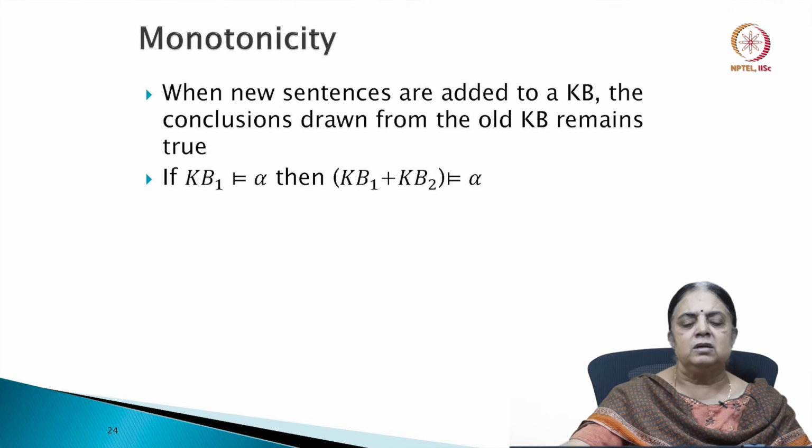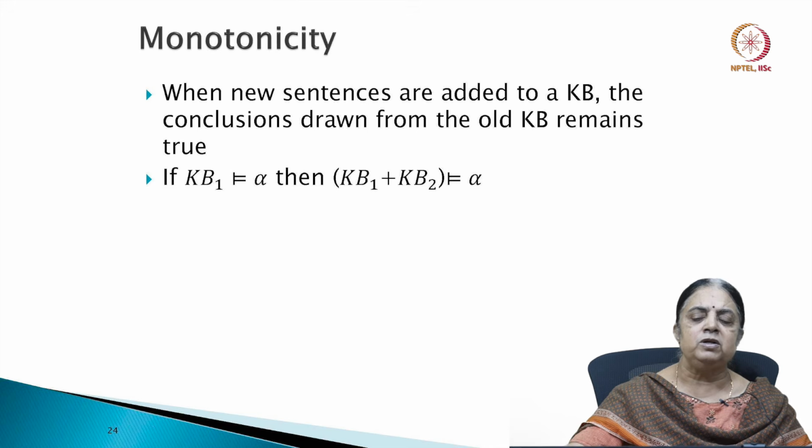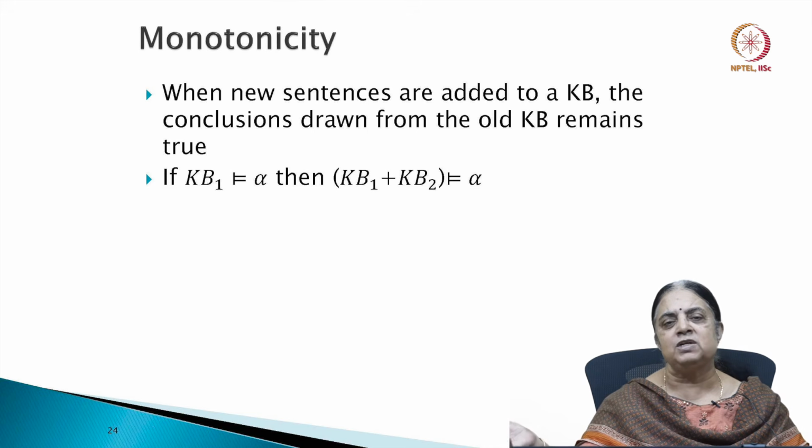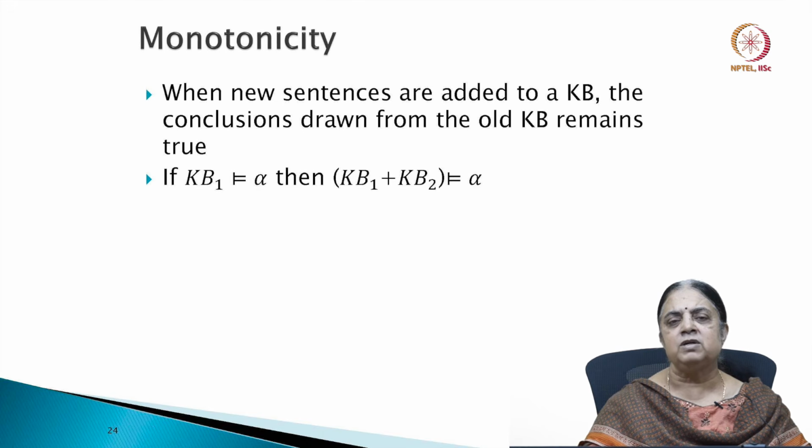In other words, if knowledge base 1 entails alpha, and you add knowledge base 2 to knowledge base 1 and make it into one knowledge base, and alpha is still entailed by this also, then you say that it is monotonic. A monotonic knowledge base is much easier to deal with. If it is non-monotonic, it becomes difficult to deal with such a knowledge base.